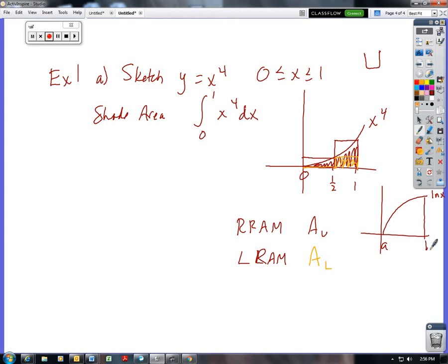So you were going from A to B. If you divided it into 2 intervals, and if you used upper rectangles, you would actually be using the right-hand side. So RRAM would actually give you the area using the upper rectangles. Wait, did I do that right? Oh, wait a minute. So that's the same.